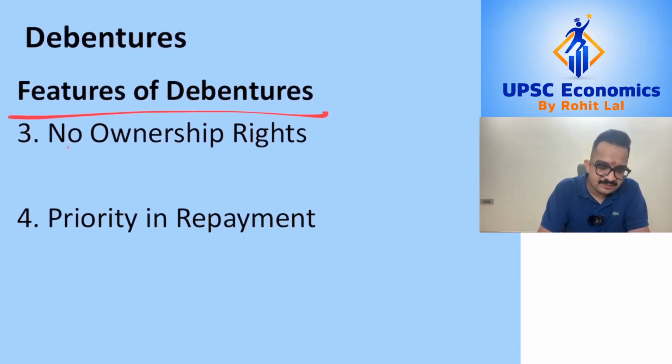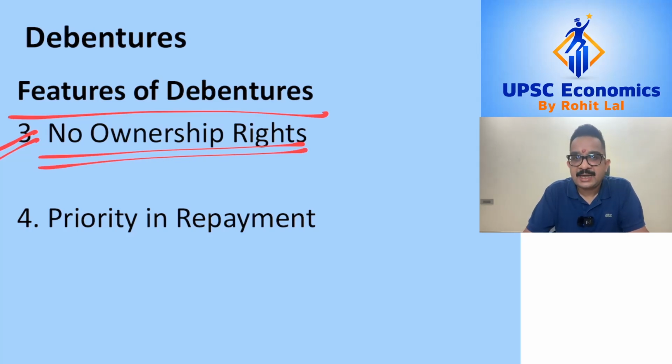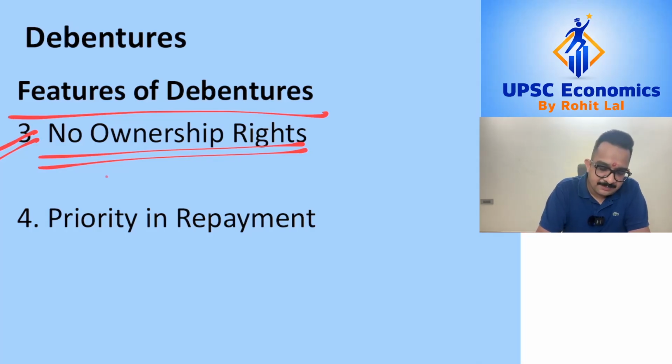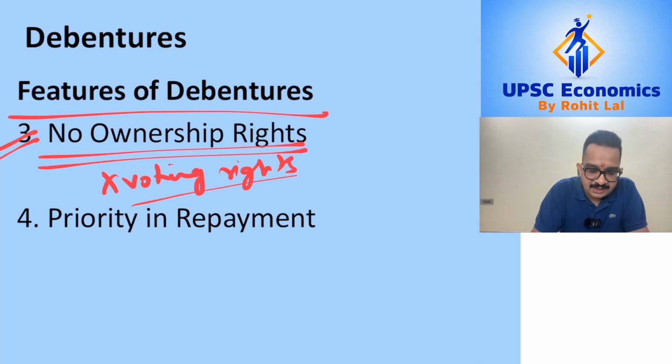Now another feature of debentures is that they do not provide the holders any ownership rights like shares. People who are lending money via debentures are essentially creditors of the company, so they are not considered as owners. Thereby debenture holders have limited rights when it comes to the company. For example, we know that shareholders have voting rights. However, debenture holders do not have any voting rights in the company.